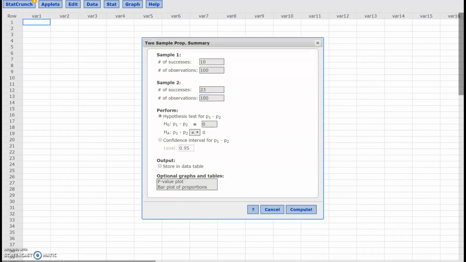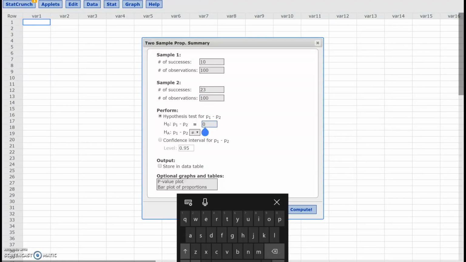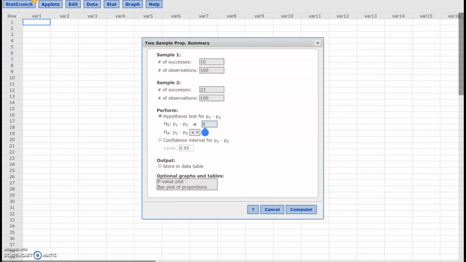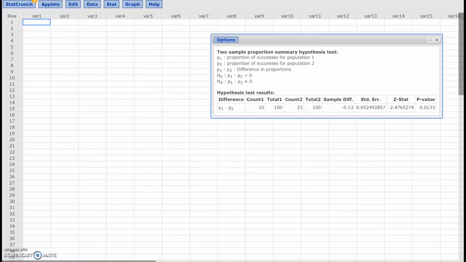Never change the hypothesis test. This is always going to stay the same. Leave it at 0. The only thing that will change is maybe this: if you were looking at less than or greater than, that's something you might want to look at. But normally this is always going to be 0. Okay, so let's press Compute. And this is what we're going to get, right?